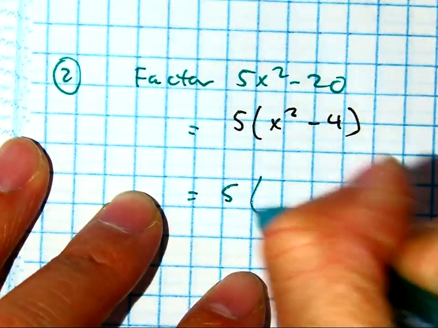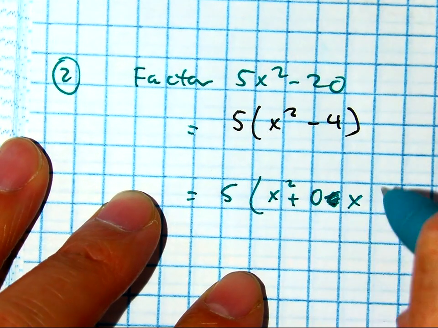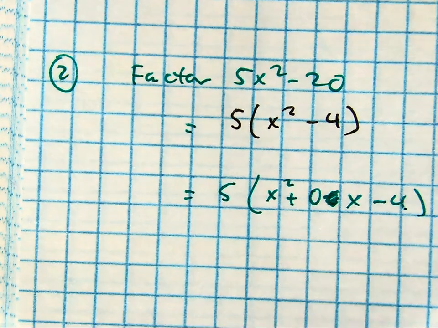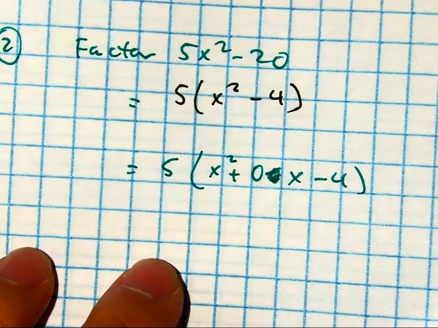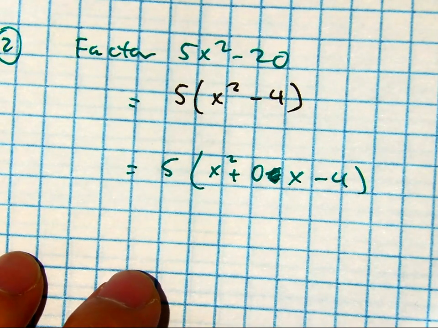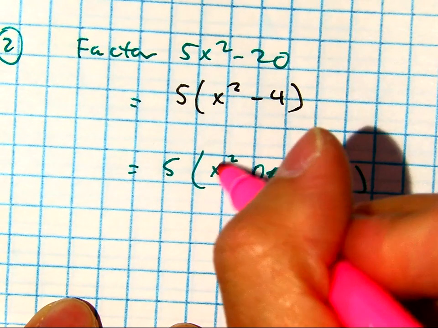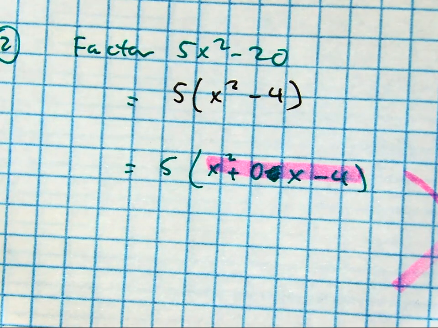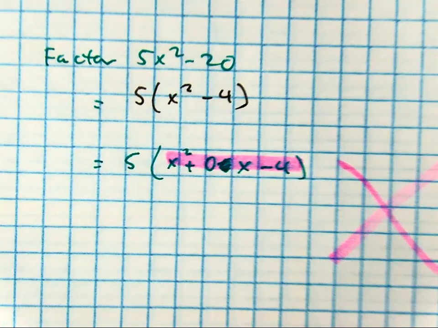I have 5 times x squared plus 0x minus 4. I put this thing here, the 0x, as a placeholder. Everyone say placeholder? And I did that so when I factor, now I can use my x and my box. If you haven't learned this, you need to.